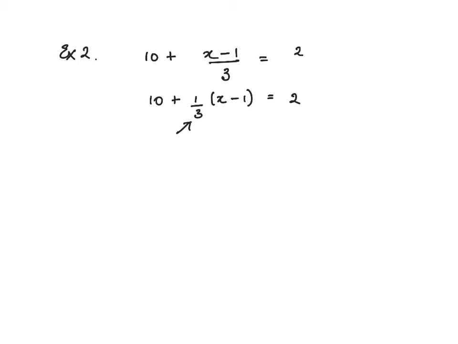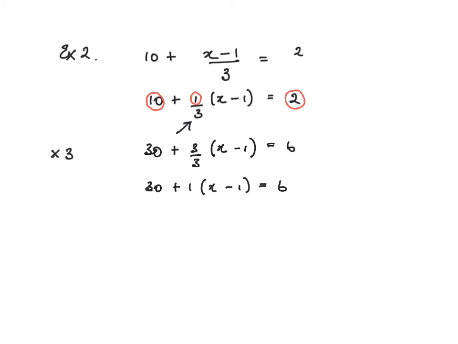Now, we've got a dividing 3 that we want to get rid of, so we're going to multiply by 3. What is it that we multiply by 3? I'm going to multiply this 10 by 3, the 1 by 3, and this 2 by 3. 3 times 10 is 30. 3 ones are 3, and 3 twos are 6. The next line, 3 over 3 is 1. And we can expand that bracket without any problems. That just gives 1 times x is x, 1 times minus 1 is minus 1.